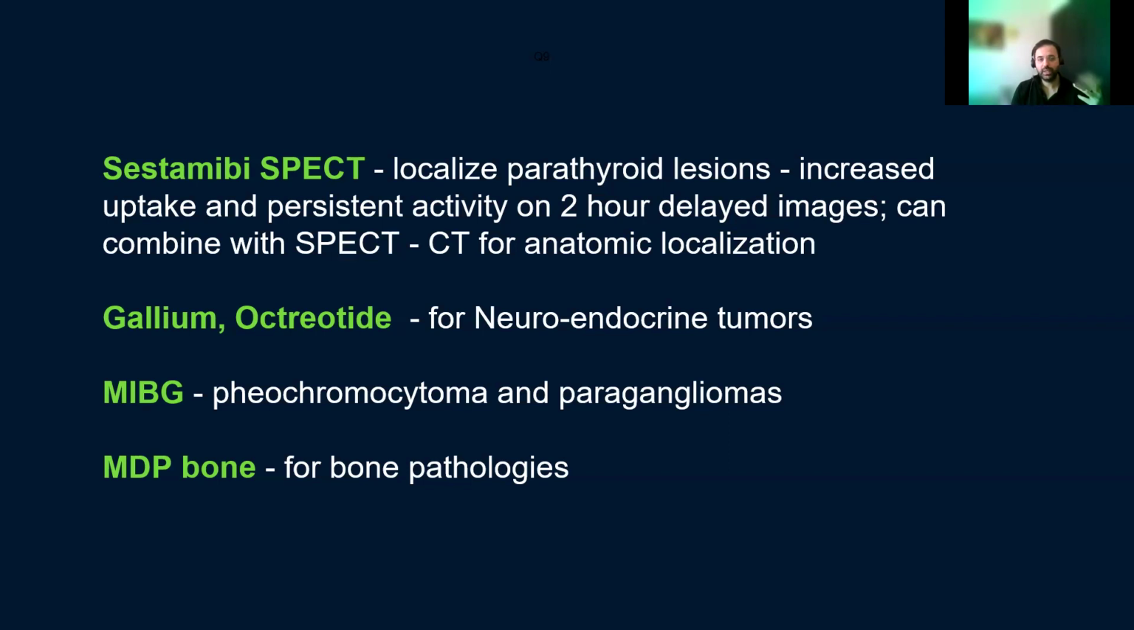So increased uptake and persistent activity on 2-hour delayed images, and then you can combine it with a CT and do a SPECT CT and localize it on that particular study itself. The SPECT shows you where the increased uptake is coming from, and then the CT tells you which organ it is.